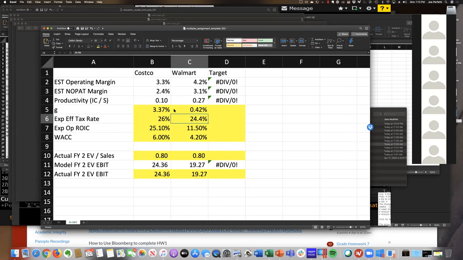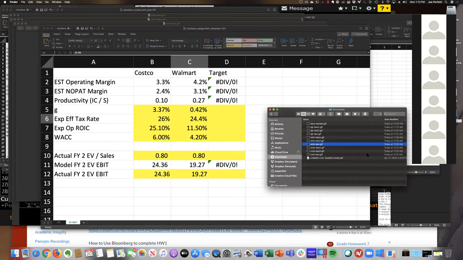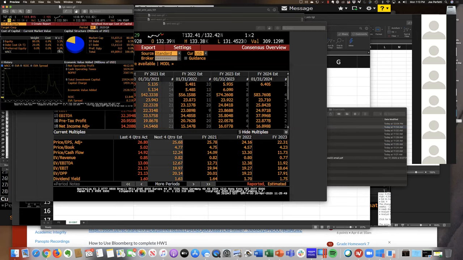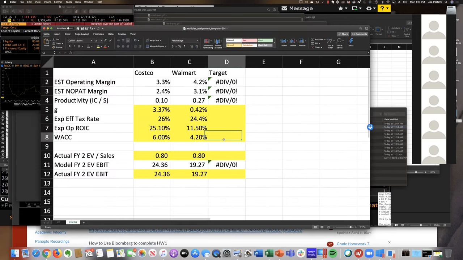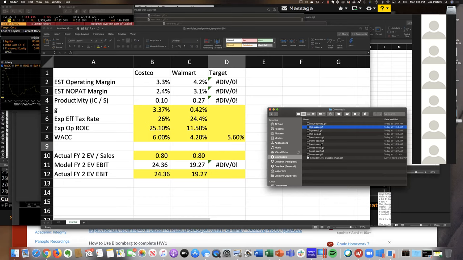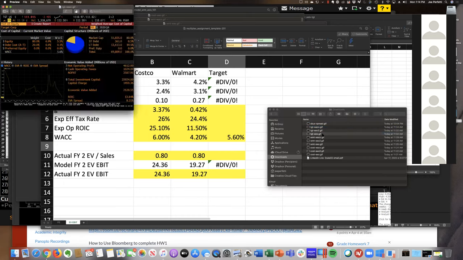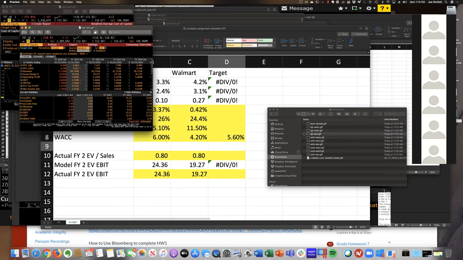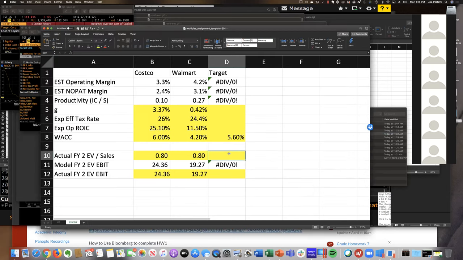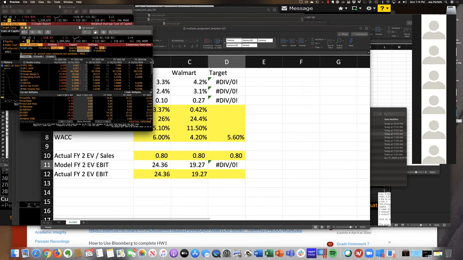There we go, something like 0.42%. And for Target, very quickly, Target's WACC, 5.6% today. Just one on the screen, EEO. They're trading at 80 cents EV to revenue as well. Interesting, Walmart, Target, and Costco all trading 80 cents today. And their EV to EBIT is 13.22.